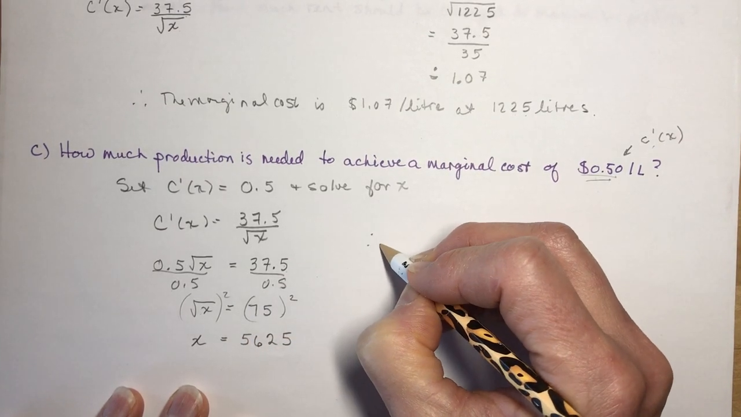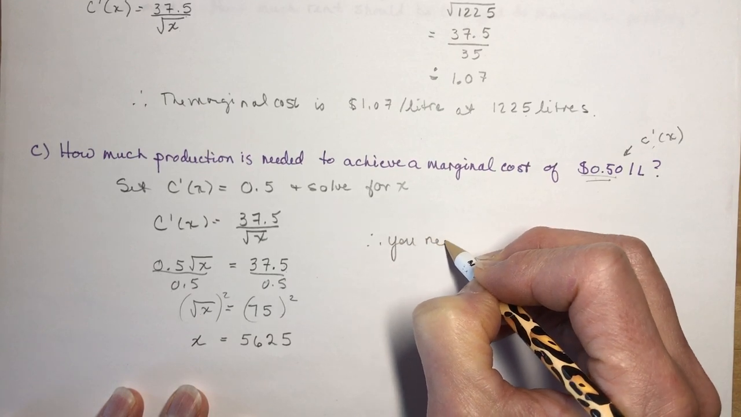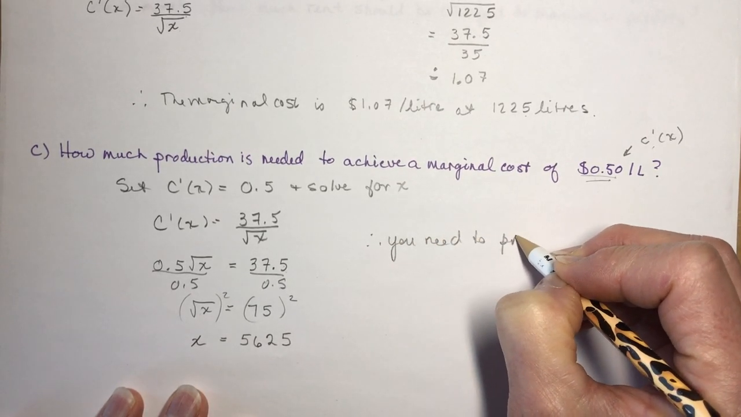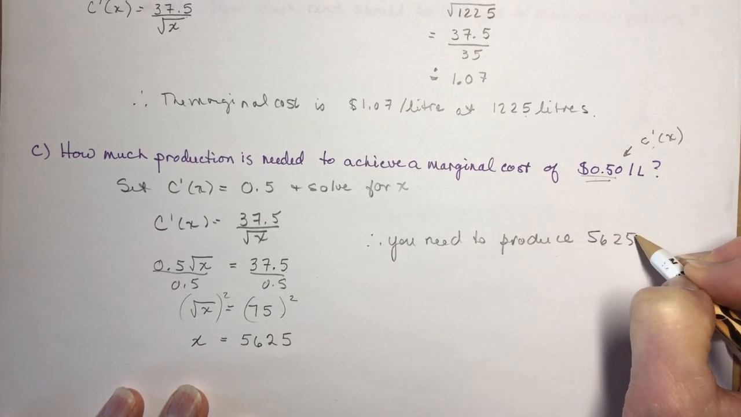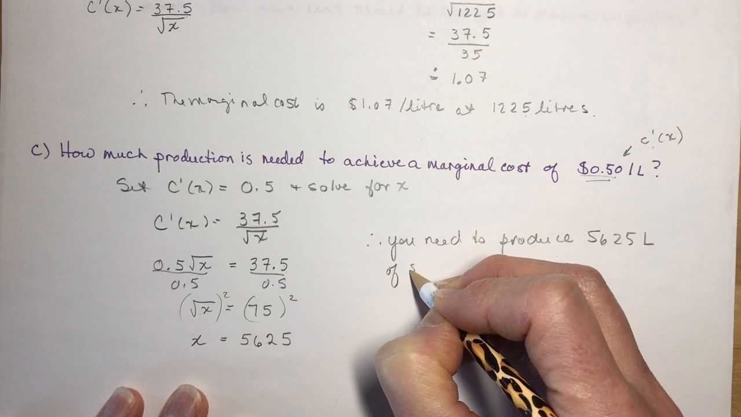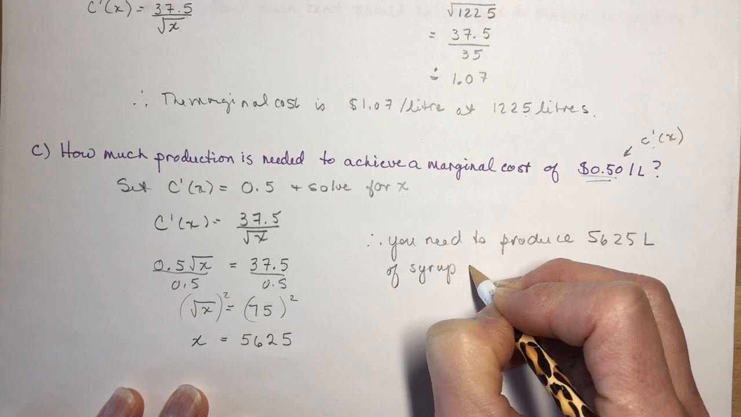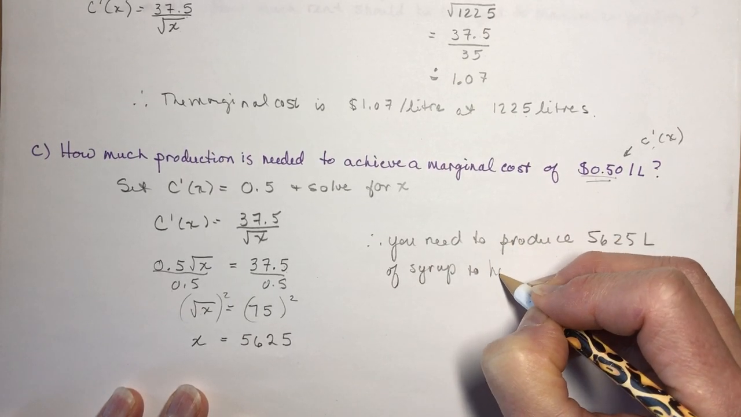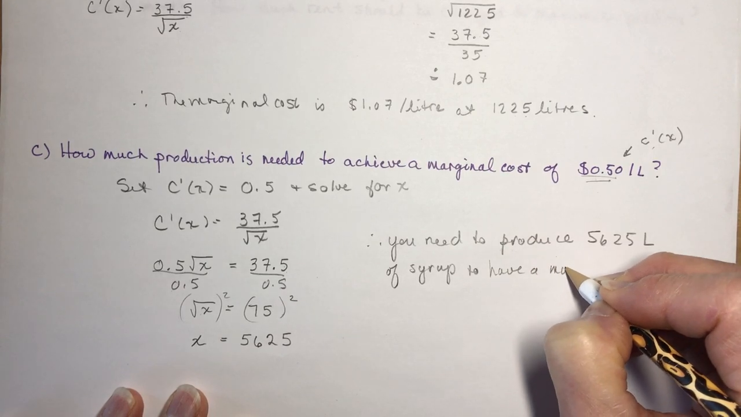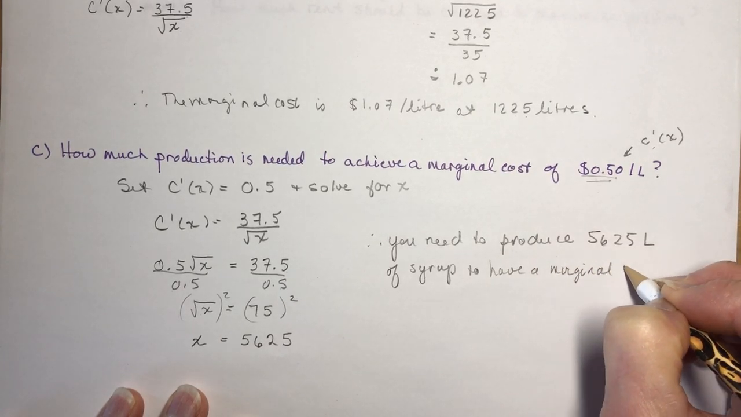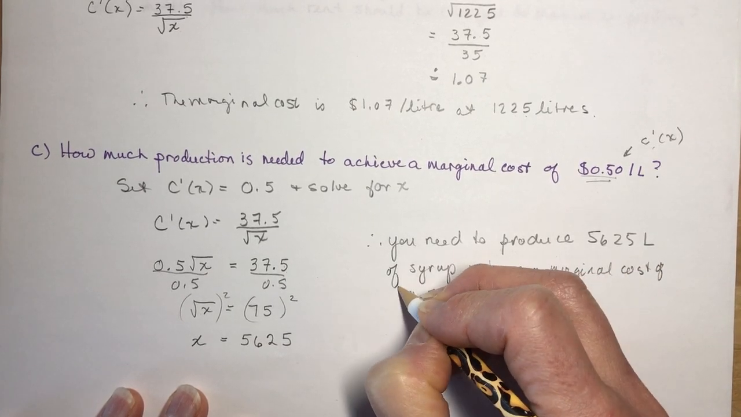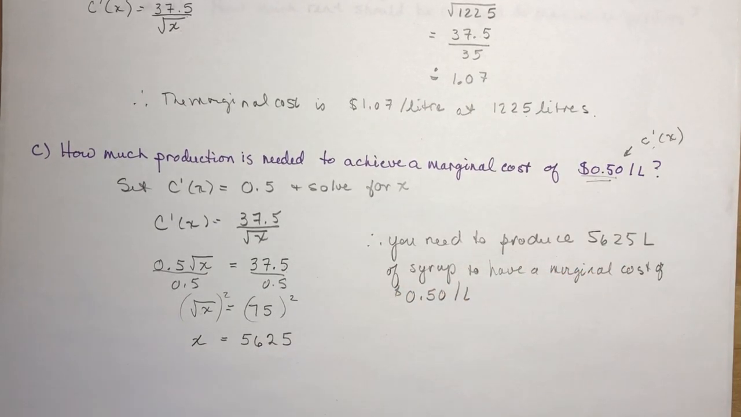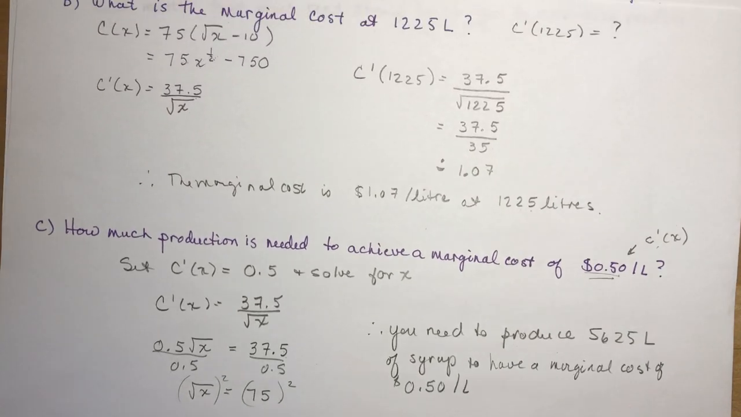5,625. So that means you would need to produce 5,625 liters of syrup to have a marginal cost of 50 cents per liter. And there you go. That's question one from your textbook. You probably did that for your homework.